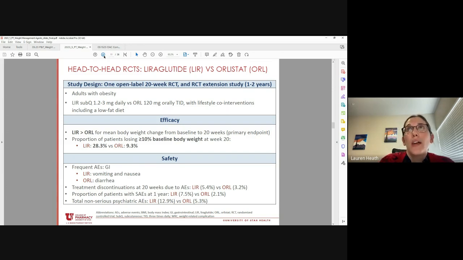At 20 weeks, slightly more patients discontinued treatment due to adverse events with liraglutide compared to orlistat. At 1 year of follow-up, numerically more serious adverse events were reported with liraglutide compared to orlistat. By 1 year, total non-serious psychiatric adverse events, such as insomnia, depressed mood, or anxiety, were numerically more frequent with liraglutide versus orlistat. Next slide, please.